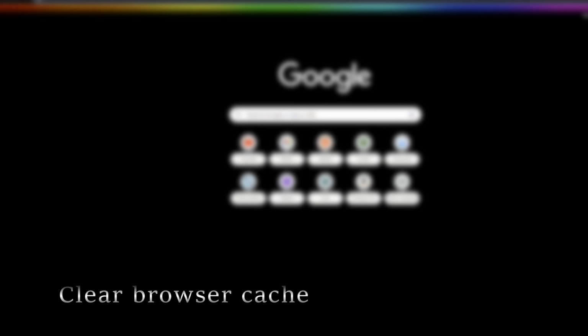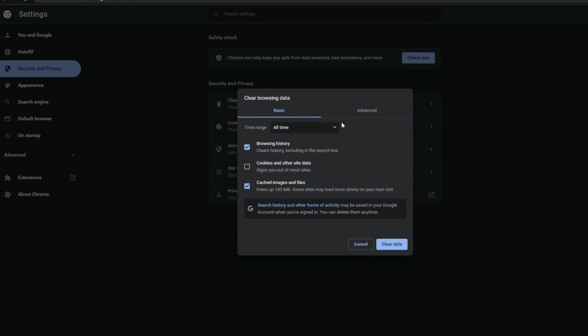To clear your browser cache, open Browser, go to Settings, Security and Privacy, and select Clear Browsing Data.